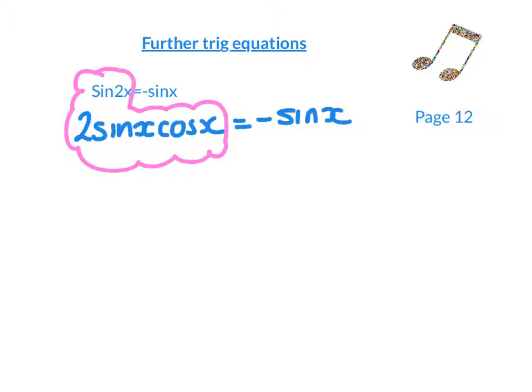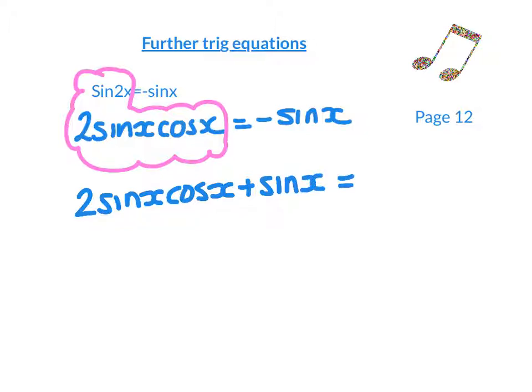Now in order to solve this, I'm going to have to use the method of making a product equal to 0. So I'm going to have to move everything to one side of the equal sign. So I'm going to add sin x to both sides. So I'm going to have 2 sin x cos x plus sin x equal to 0. And now I'm going to factorise it and solve.